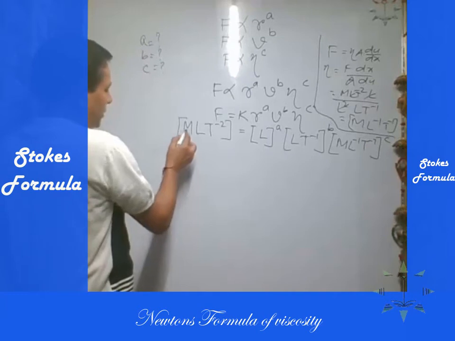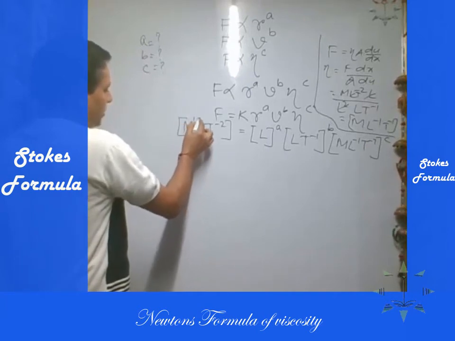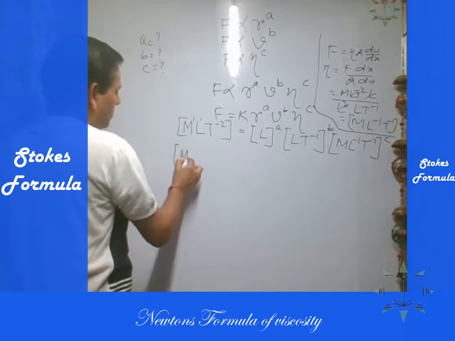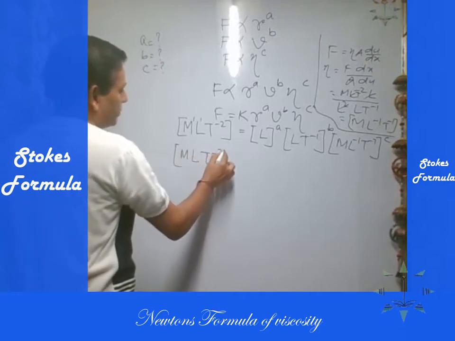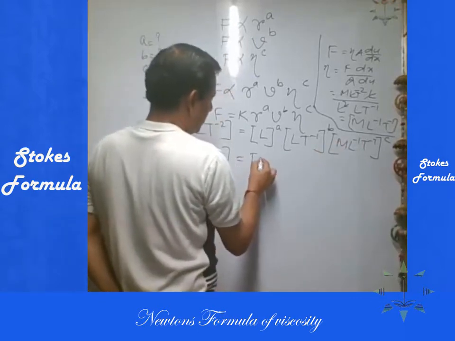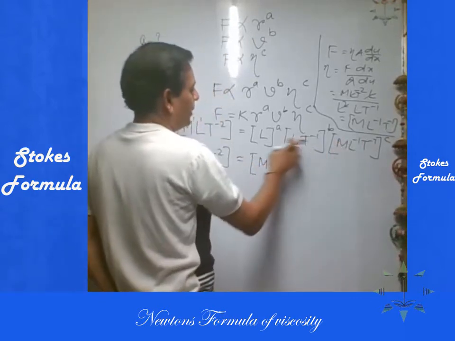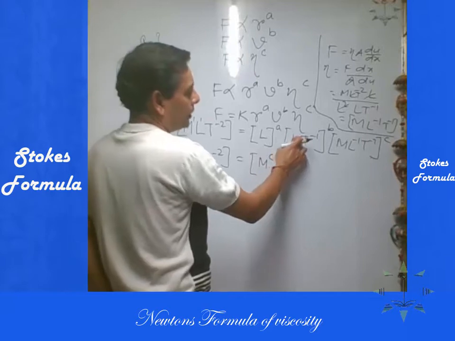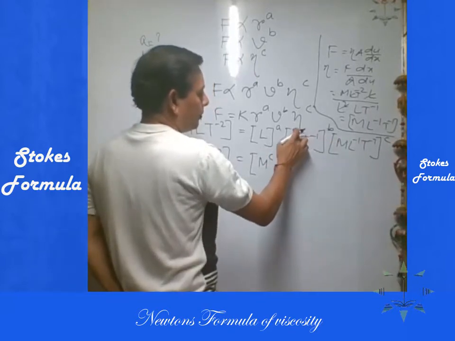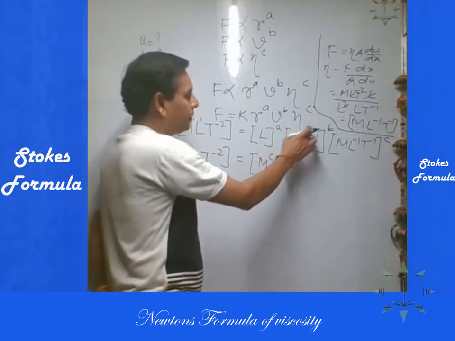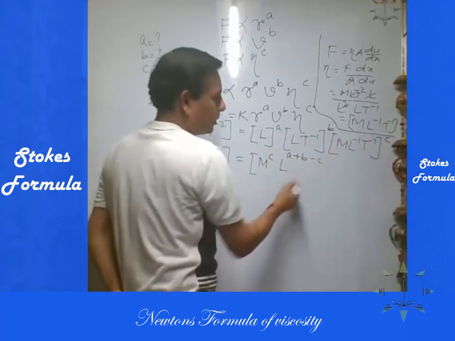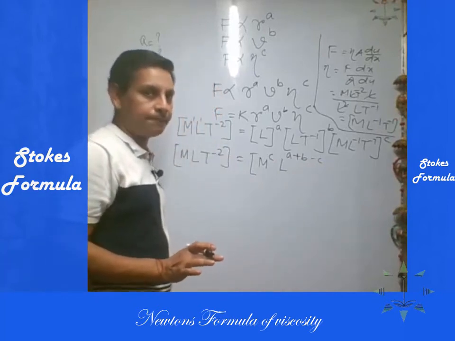Okay. So here the dimension, the power of m is 1, power of L is 1. So m L t to the power minus 2 equals, here m is appearing, m to the power c, correct? L to the power a, L to the power b, L to the power minus c. Powers are added. You understood this part? Correct?